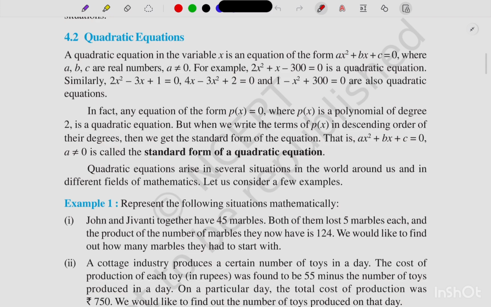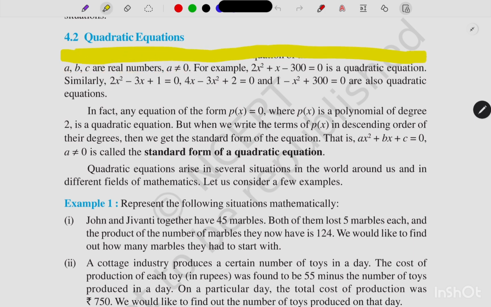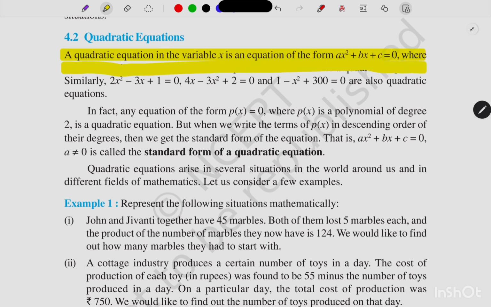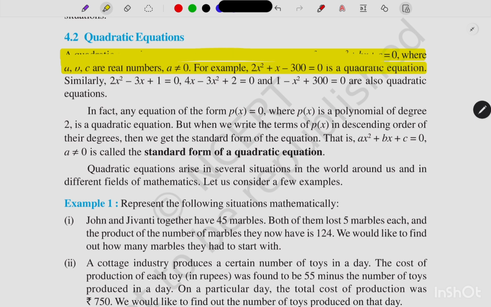Alright, a quadratic equation in the variable x is an equation of the form ax² + bx + c = 0, where a, b, c are real numbers and a is not equal to 0. Important, because this definition will never be asked, believe me. Only the application problems will be asked, and that is the issue. Because if this definition is not truly understood by you, then the application will definitely never come.